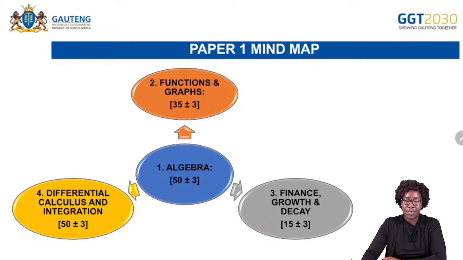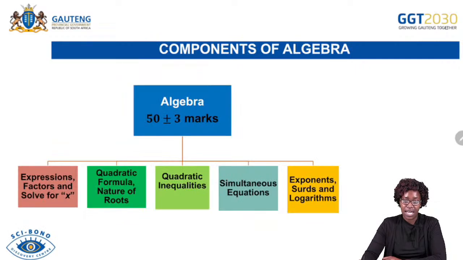Exponents and surds is part of our algebra, paper 1. And algebra, as you all know, is the central part of our mathematics. It is applied in all other subject areas. So you really need to know how to work with algebra before you can venture into the other topics. Today's focus is exponents and surds, like I explained before.